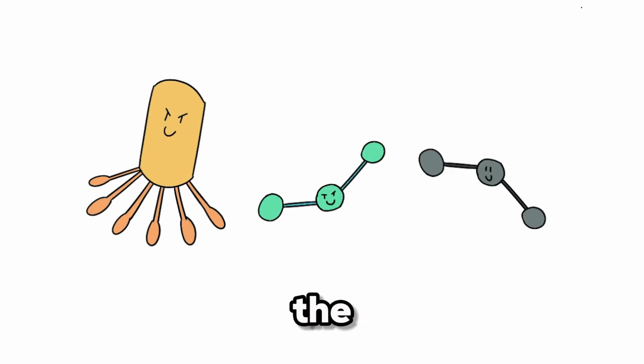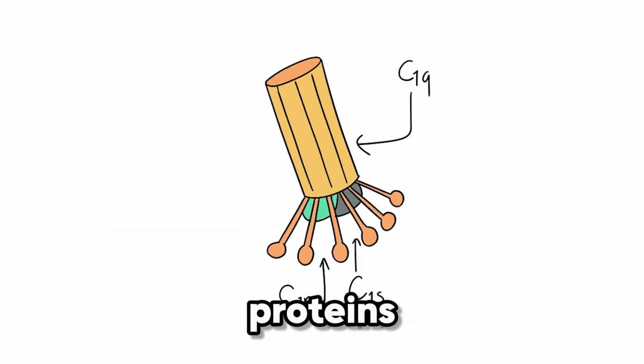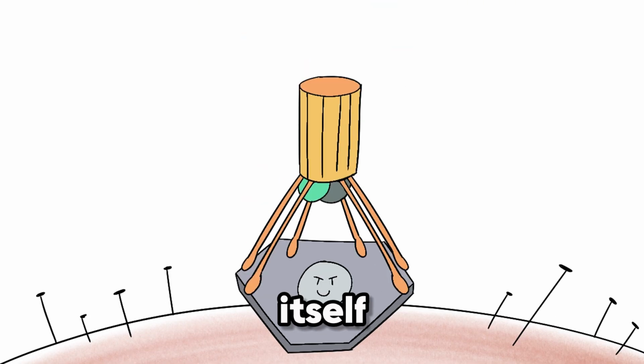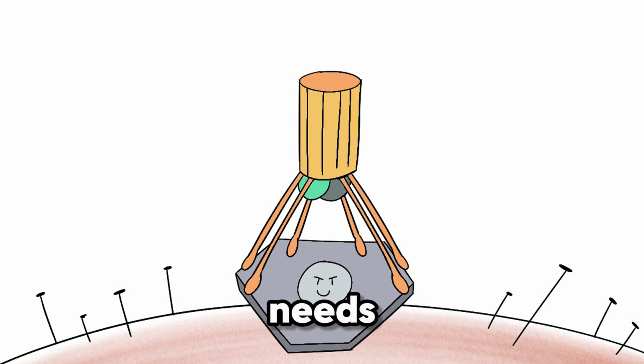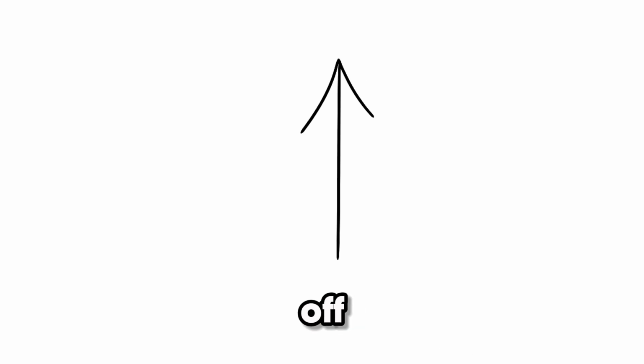At this point, the C1 complex springs into action. It's composed of three proteins: C1q, C1r, and C1s. Once C1q anchors itself to antibodies or CRP, it needs at least two arms attached to trigger a shift in its structure. This sets off a chain reaction. C1r gets activated, which then brings C1s into action.